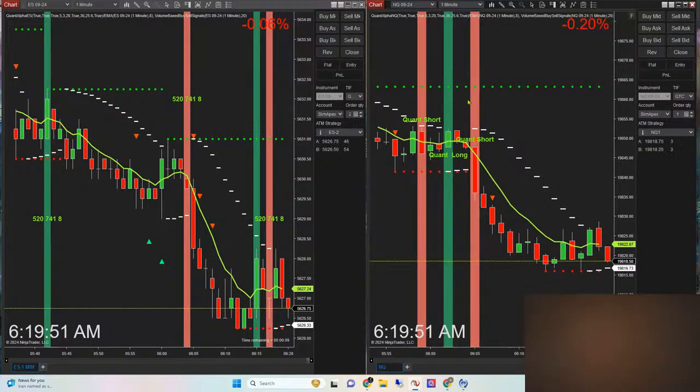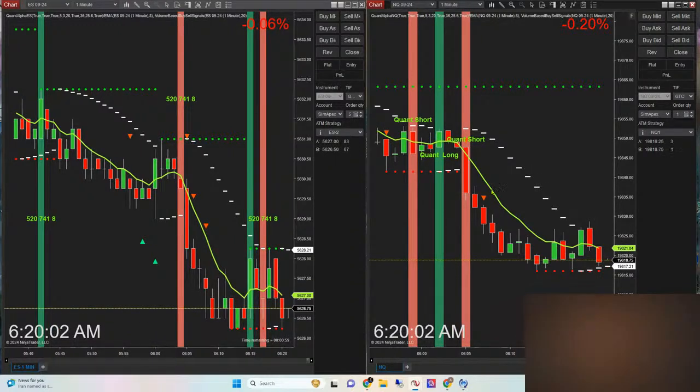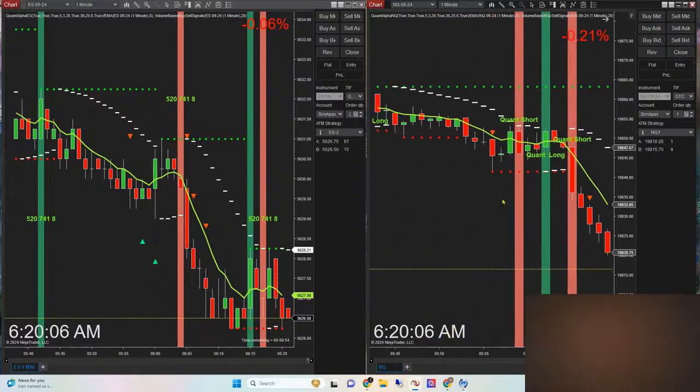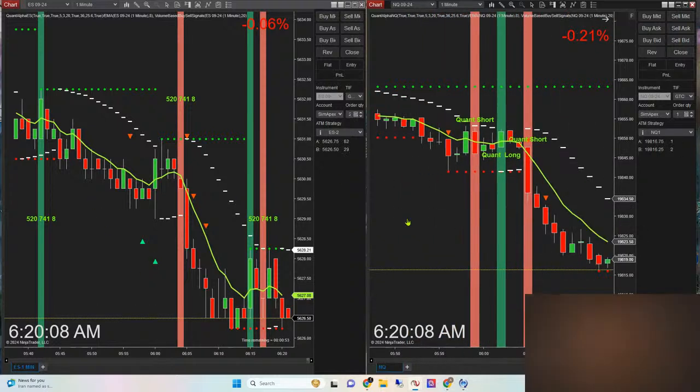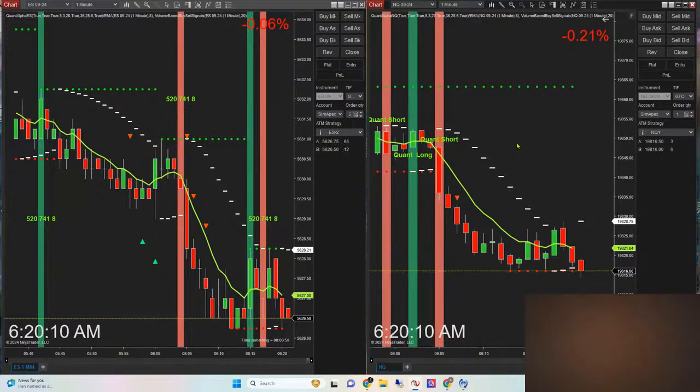Whenever you have one of these, if you have a short, you're going to add a sell limit just below the bar. If you have a long signal, you're going to buy limit just above the bar. These red or green arrows are called AI volume.